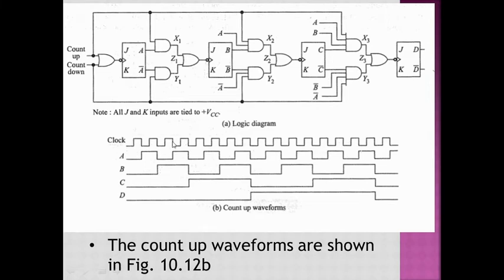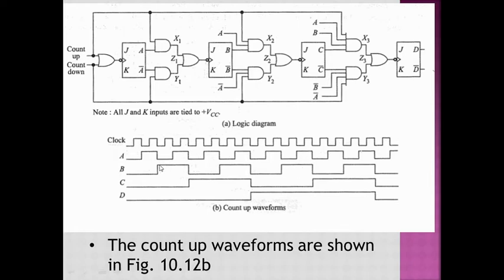Prior to the third negative edge of the clock pulse, A is low. So again, X1 is disabled. That third clock is not passing through X1 or Z1 and it is not available to flip-flop B, and flip-flop B is not changing the state, it remains in the previous state. But prior to the fourth clock pulse, again A is going to be high, so X1 is going to be enabled and flip-flop B is going to toggle.